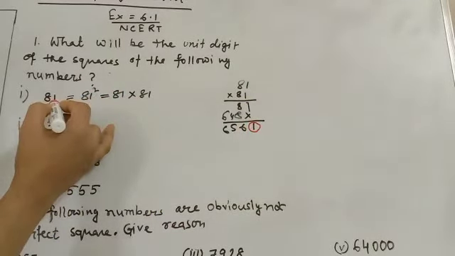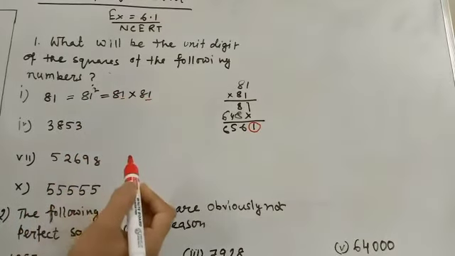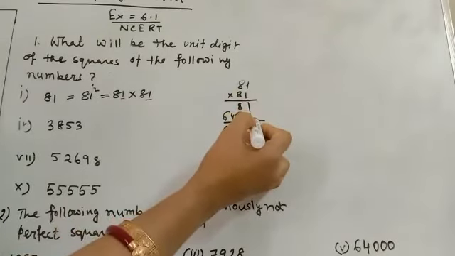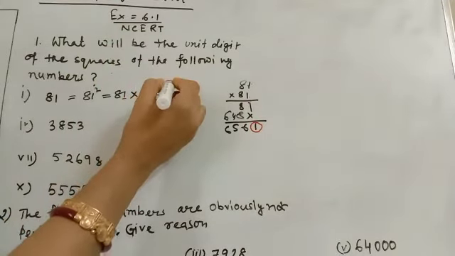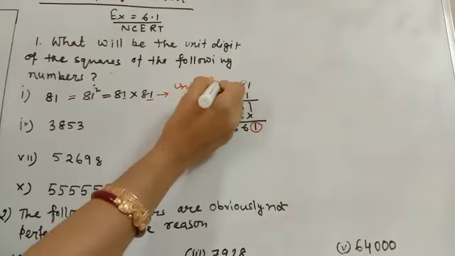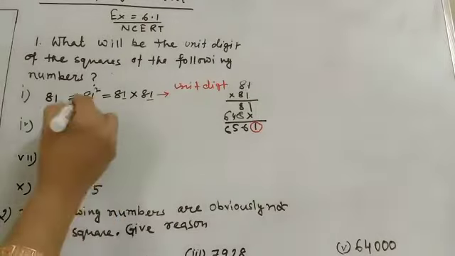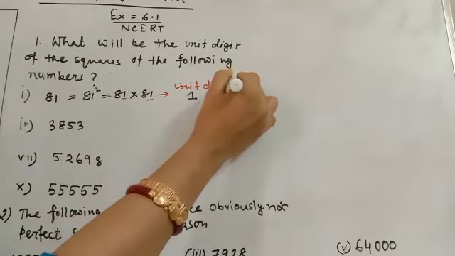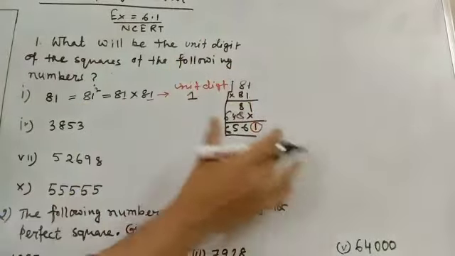So without multiplying, we can say that when 81 is multiplied by 81, for the unit place you are actually multiplying 1 into 1. So the unit digit of 81 square is 1. It is a rough work. You can do this in a rough page, rough column.